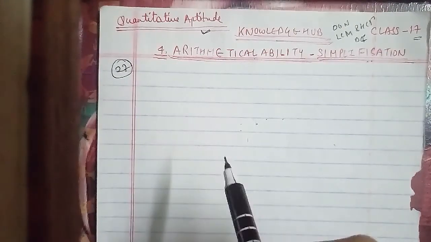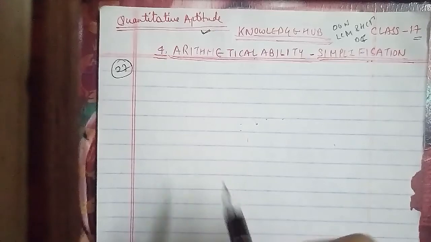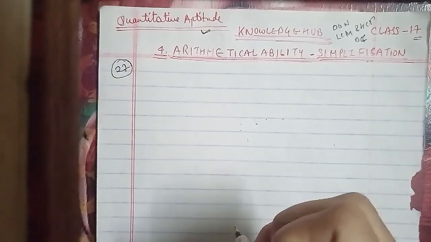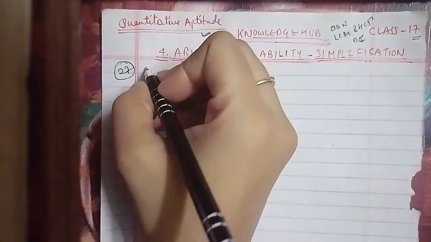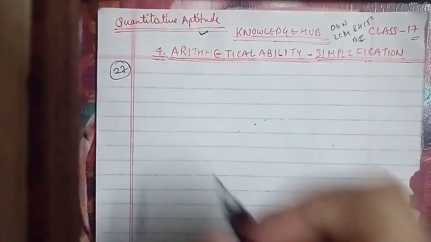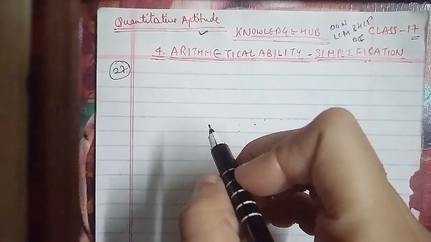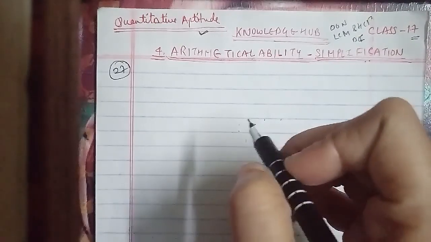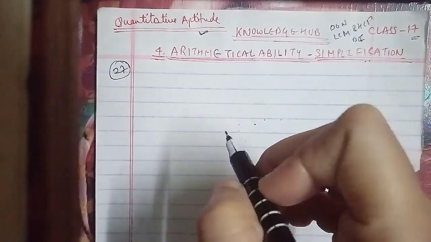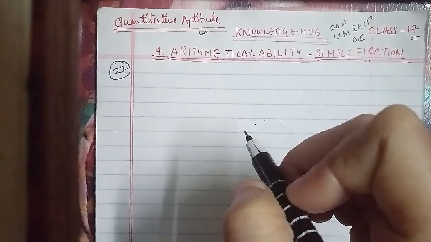Now we will be going ahead with the first question of the session. The question is: a third of Arun's marks in mathematics exceeds a half of his marks in English by 30, and if he got 240 marks in the two subjects together, how many marks did he get in English? Let's go ahead and do it.